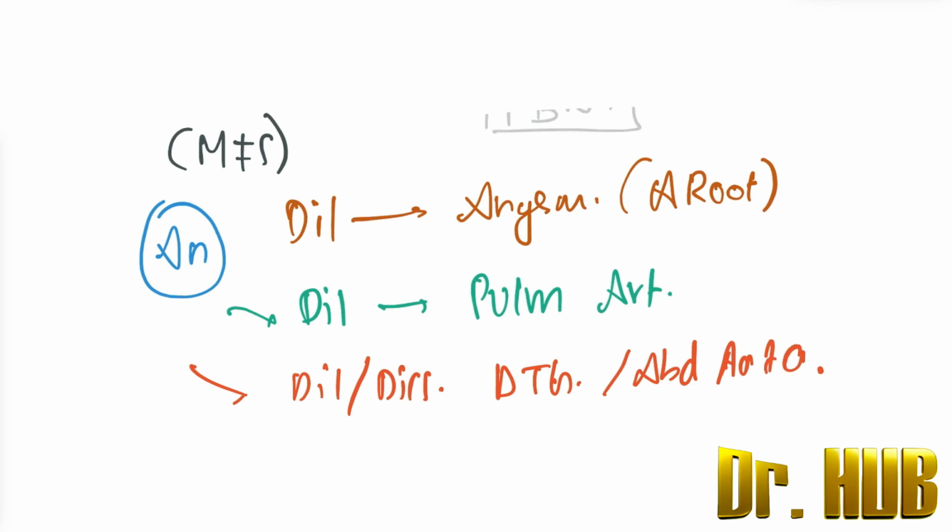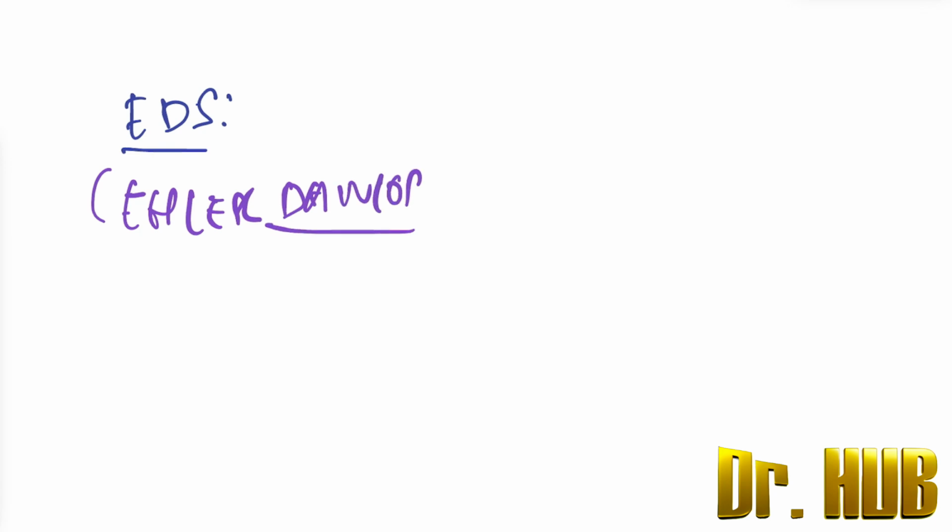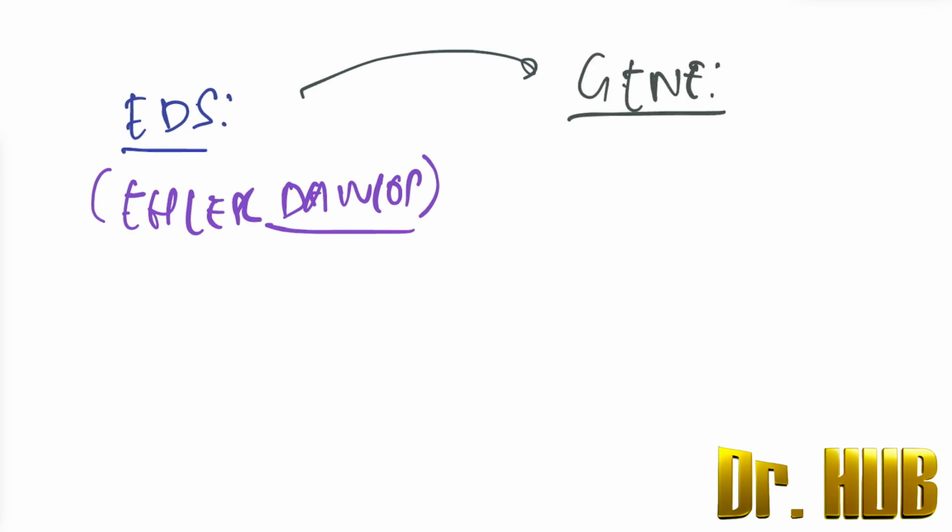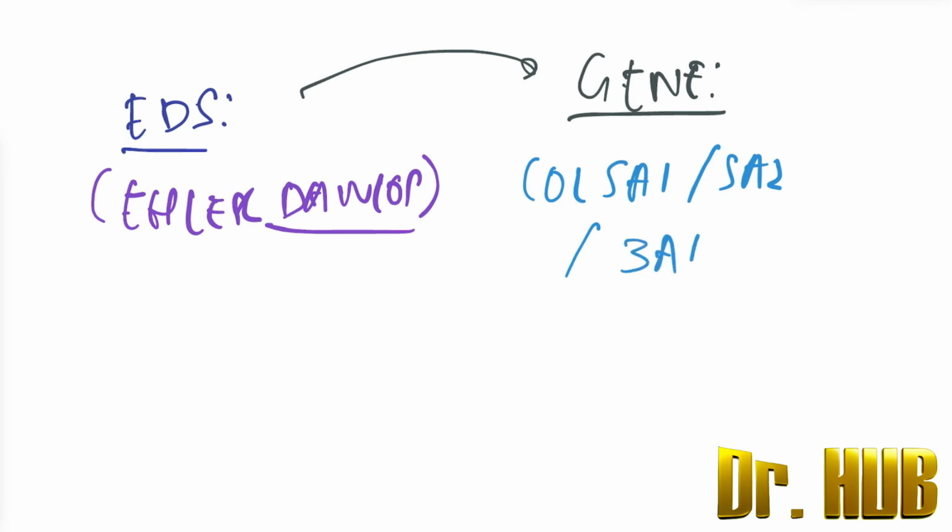Now let's jump to Ehlers-Danlos syndrome, which is the EDS. Looking at the gene mutated, there are several genes which are mutated: COL5A1, COL5A2, as well as COL3A1.